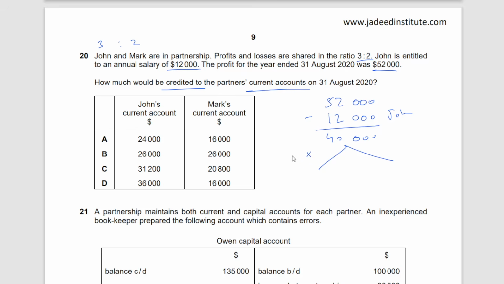Mark is going to get 2/5, right? The total ratio is 5, and 2 out of 5 belongs to Mark, and 3 out of 5 belongs to John, right? So 40,000 times 2/5, 16,000 goes to Mark, and the rest, 3/5, goes to John.